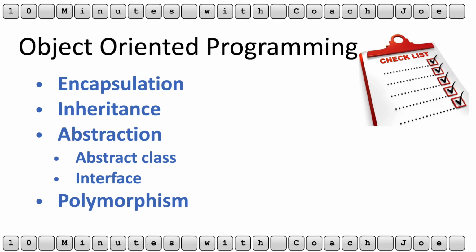Object-oriented programming is about creating objects that contain both data and methods. The four building blocks for object-oriented programming are encapsulation, inheritance, abstraction, and polymorphism. In this lesson, we will focus on encapsulation.